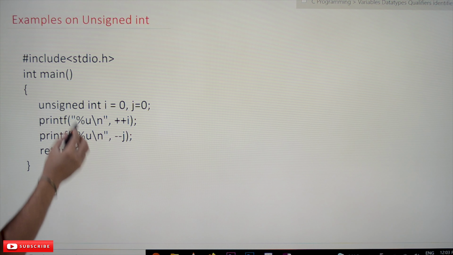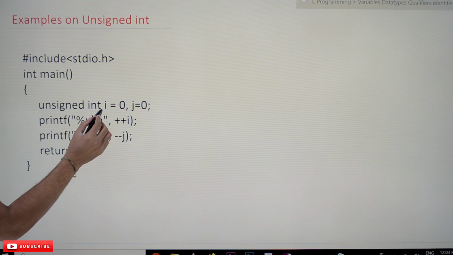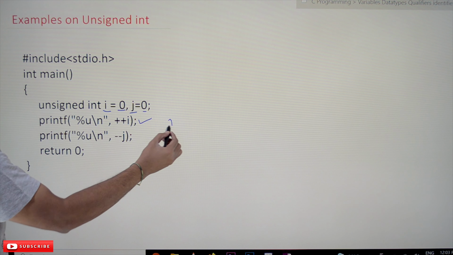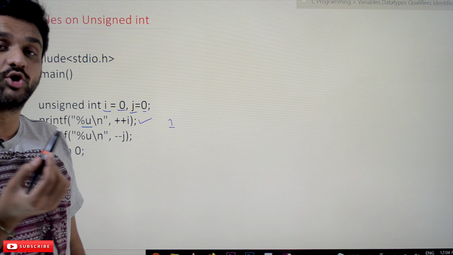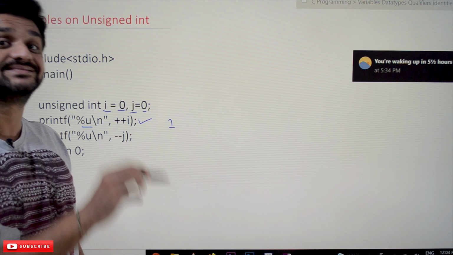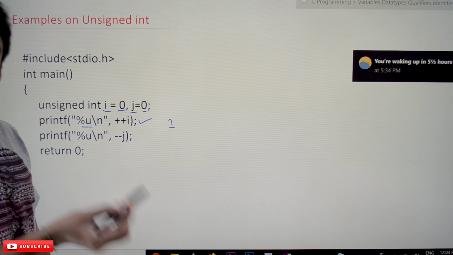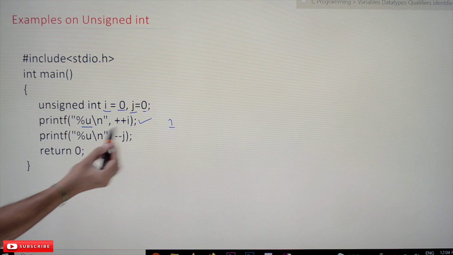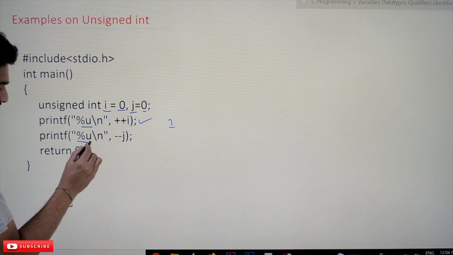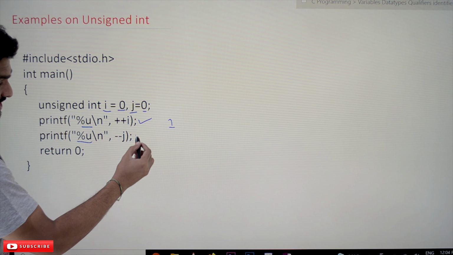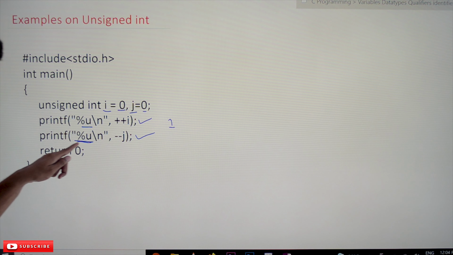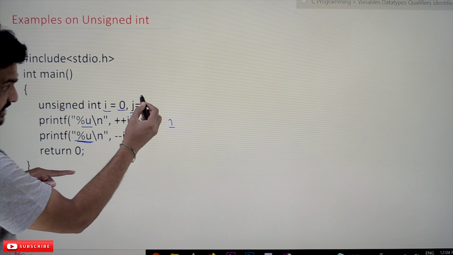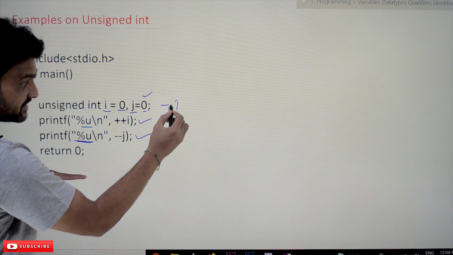In this example we have taken int i equal to 0 and j equal to 0, and we have pre-incremented i, and the value will get printed. This is the conversion specifier. Percentage u is the conversion specifier, or format specifier, for unsigned integers. For signed integers, it is percentage d. We have decremented the value of j, and because it is an unsigned integer, the value of j is getting decremented, which is becoming -1.